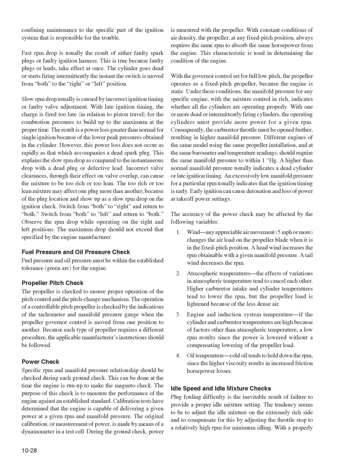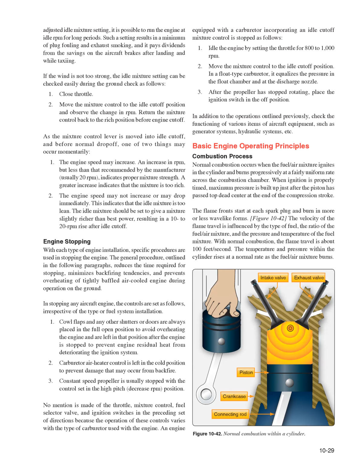With a properly adjusted idle mixture setting, it is possible to run the engine at idle RPM for long periods. Such a setting results in a minimum of plug fouling and exhaust smoking, and it pays dividends from the savings on the aircraft brakes after landing and while taxiing. If the wind is not too strong, the idle mixture setting can be checked easily during the ground check as follows. 1. Close throttle.